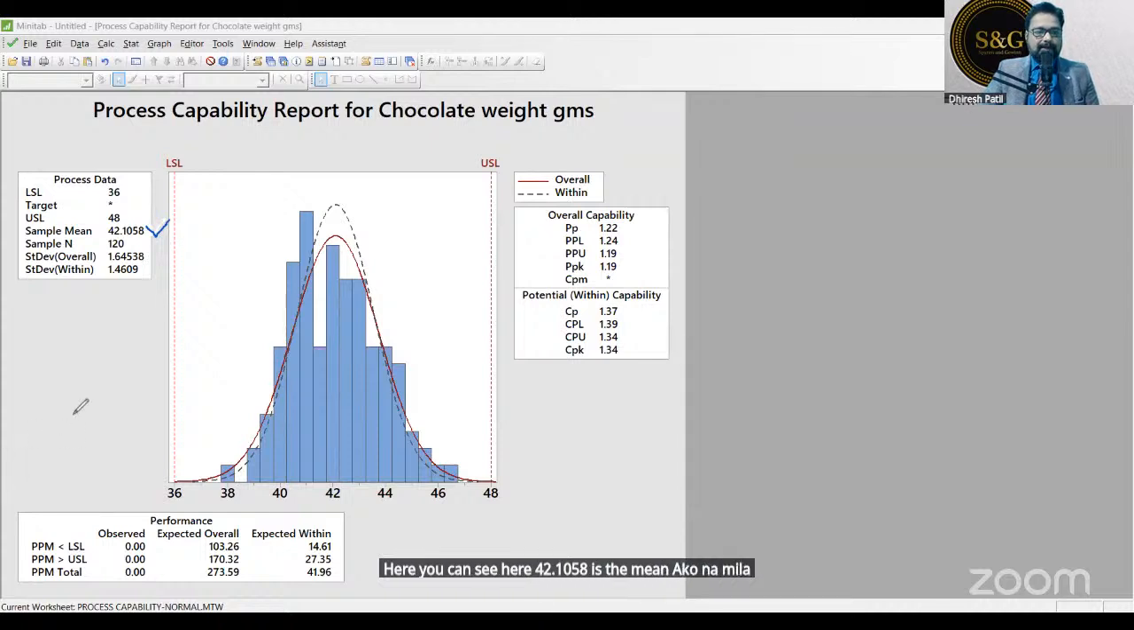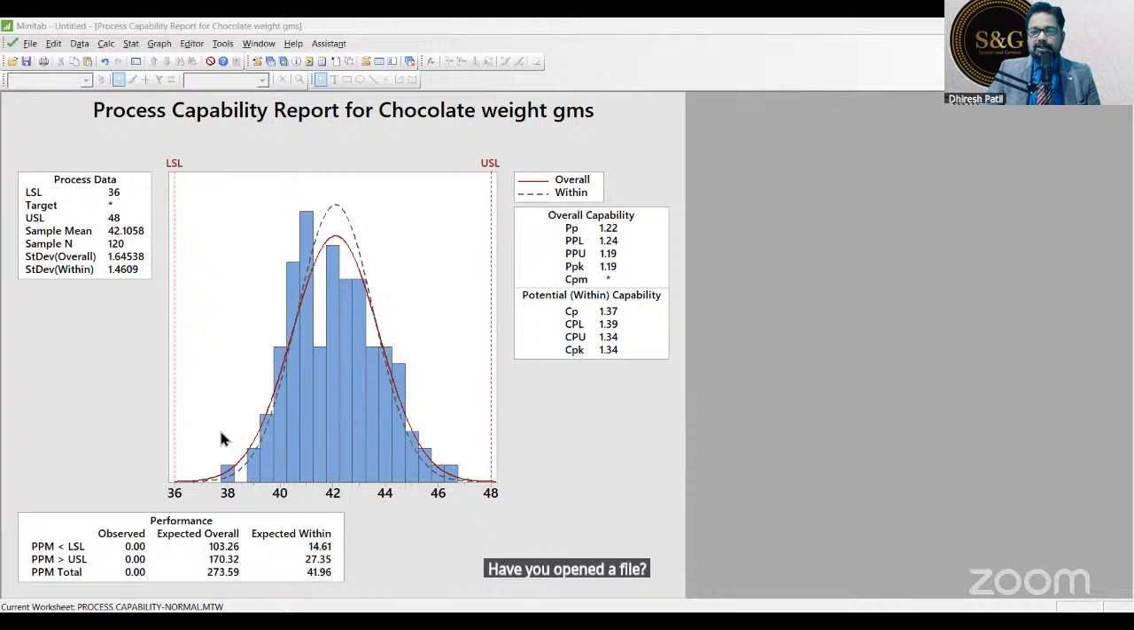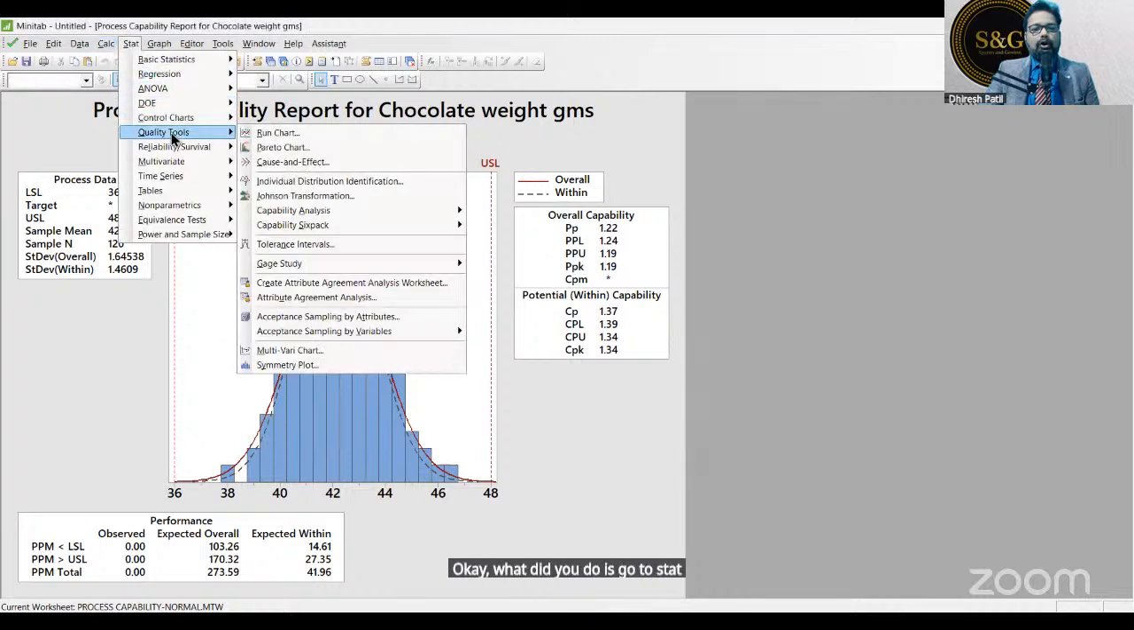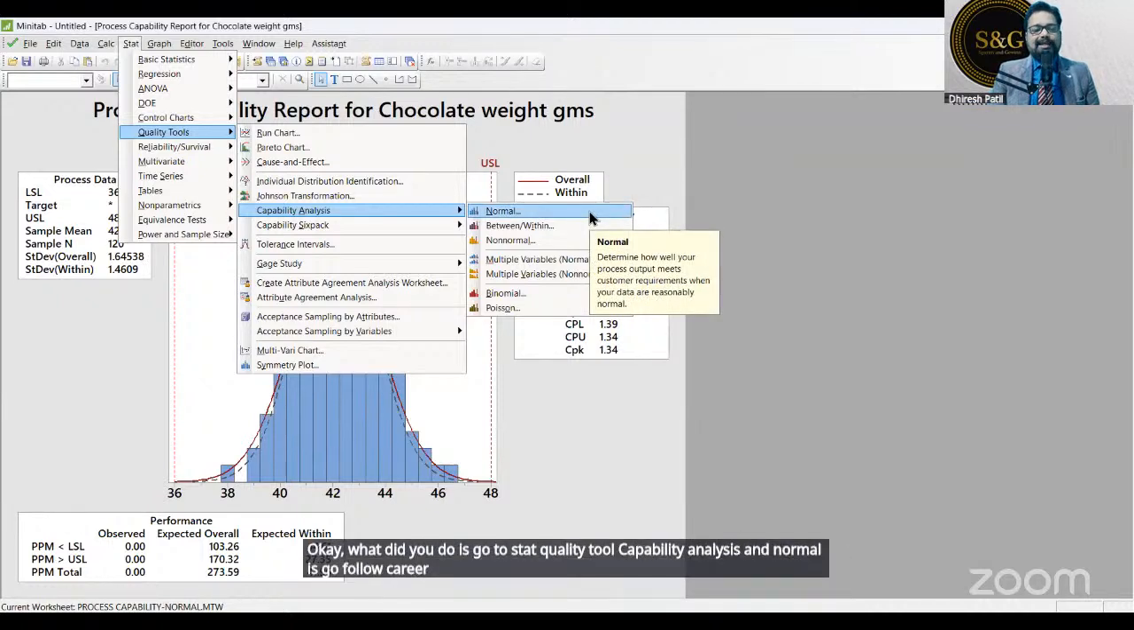Have you opened the file? Just give me yes in the chat box. Okay. What you do is go to Stat, Quality Tools, Capability Analysis and Normal. Follow this. Stat, Quality Tools, Capability Analysis and Normal.